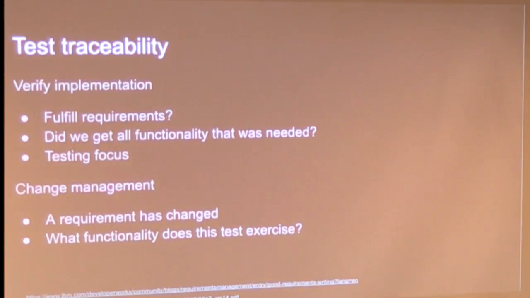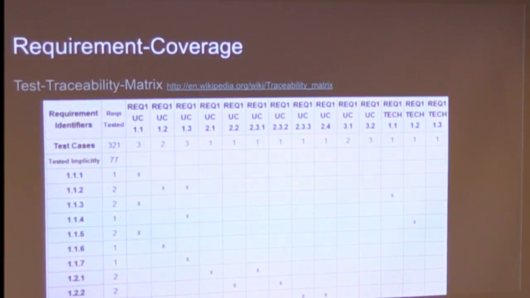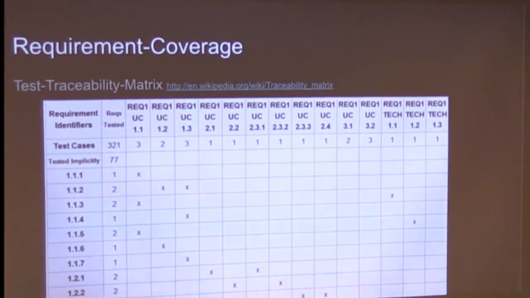And yeah, we've already talked about the other part. So this is a test traceability matrix. So you can see in the top, we have use cases. So we have use case 1.1, 1.2, 1.3, 2.1, 2.2. And then we have use case 2.3.1, 2.3.2, 2.3.3.